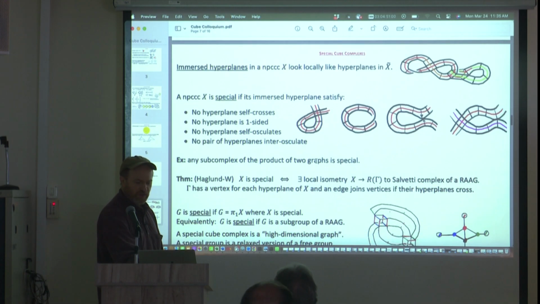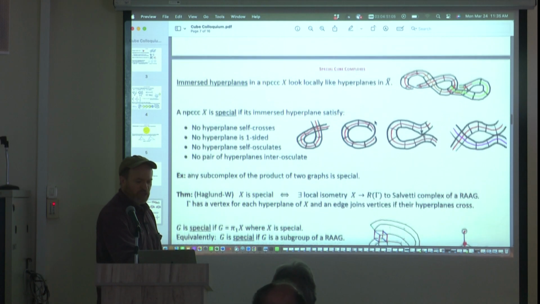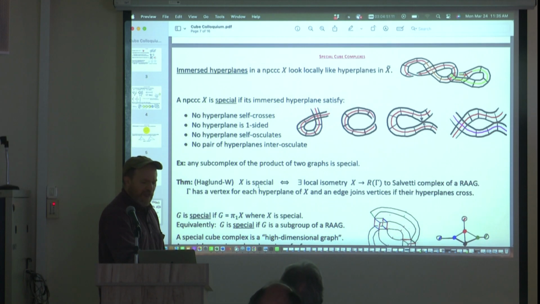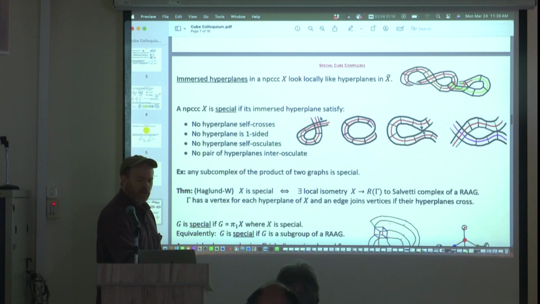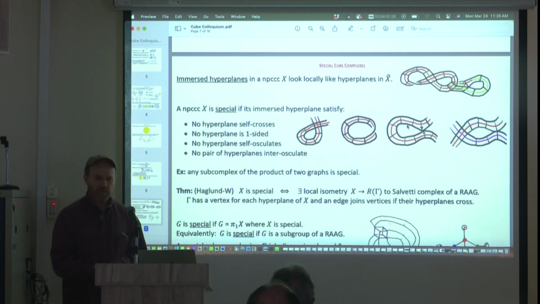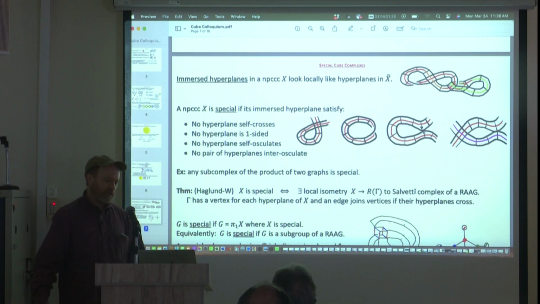Okay, it's strange. So we noticed quickly, we were cooking up this definition for another reason. We noticed quickly that if X is a non-positively curved cube complex, X is special if and only if it admits a local isometry to the Salvetti complex of a right-angled Artin group. So what does this mean? So I guess local isometry has a very simple combinatorial definition I won't give you.